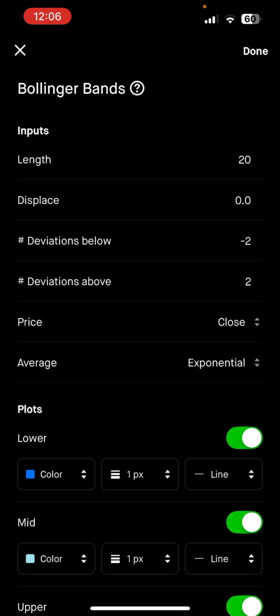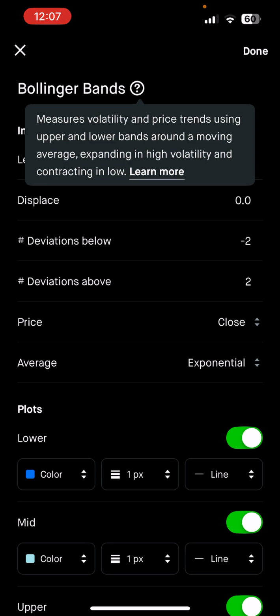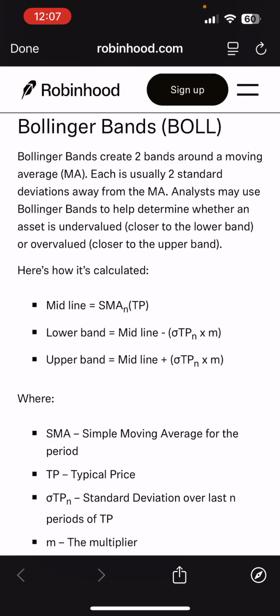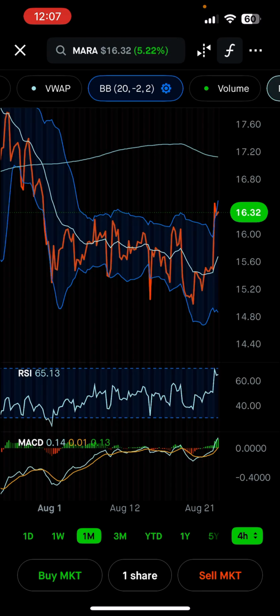And again, I don't touch anything of this. This is just the standard layout. I don't change any of the settings. If anything, maybe the color. But if you hit this question mark, you could read about it. It measures volatility, and you could learn more. Robinhood itself actually goes into detail of what Bollinger Bands are and how they work. But essentially, there are 3 lines.